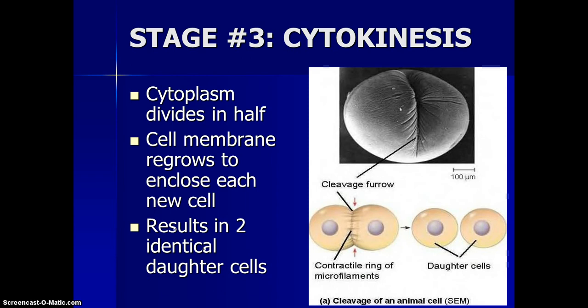The last stage is cytokinesis, the end of the cell cycle. The cytoplasm completely divides in half, allowing the cell membrane to regrow around each of the cells. This results in 2 identical daughter cells. Please make sure that you are consistent with saying the result is 2 identical daughter cells.